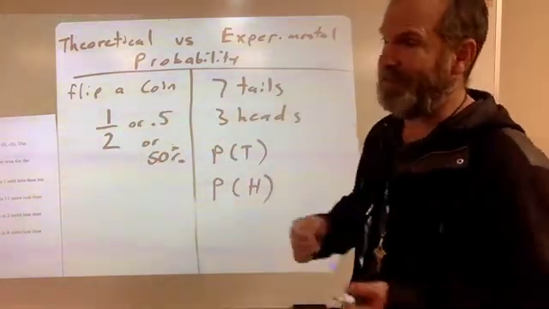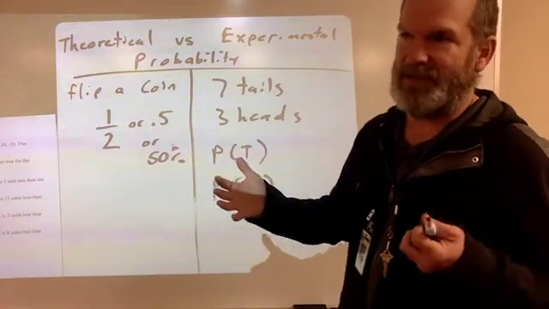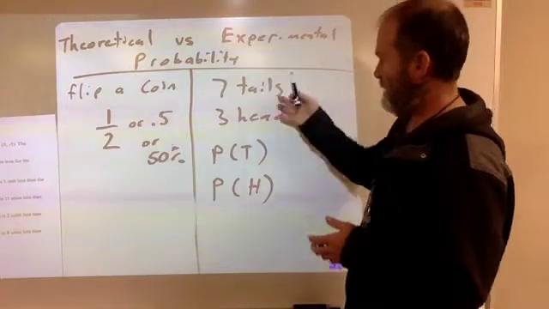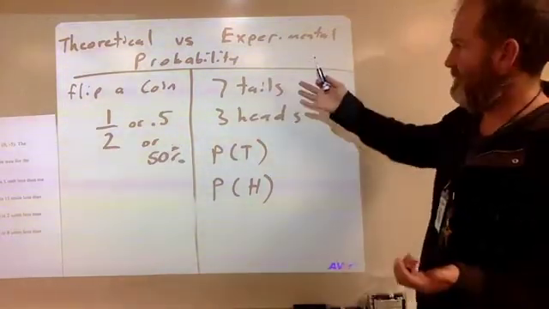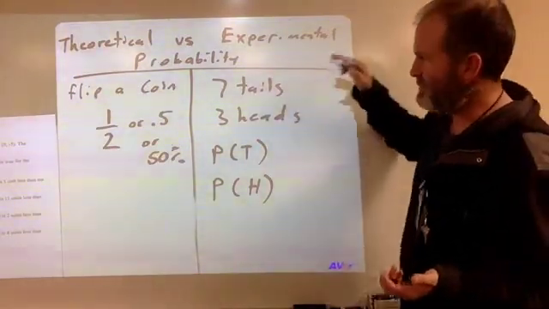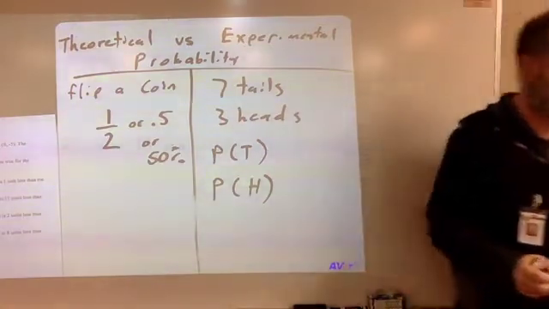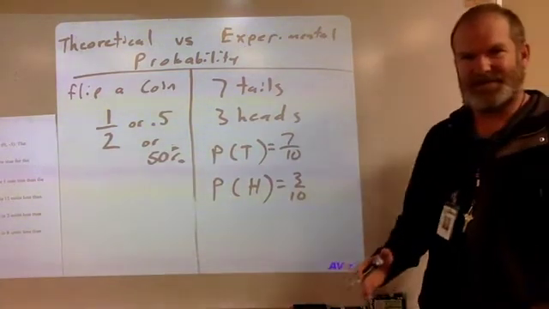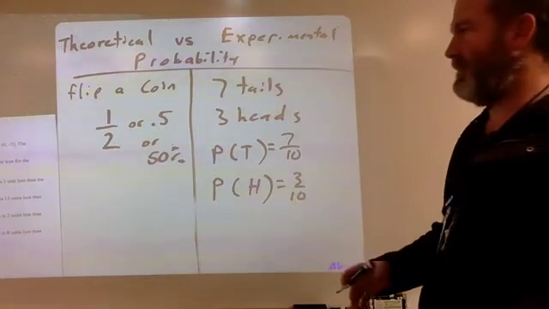In theory, you would think if I flipped a coin 10 times, 5 would be heads and 5 would be tails. But it doesn't always work out that way. In this case, it didn't work out that way. 7 of them were tails, 3 were heads. So the experimental probability in this case was 7 out of 10 for tails and 3 out of 10 for heads. So that's the difference between experimental and theoretical.